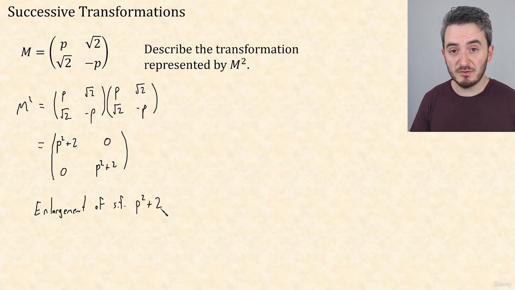So that's successive transformations. We just have to, in some cases, calculate what the actual matrix is and then reverse engineer how we got there. What is it in terms of our building blocks?